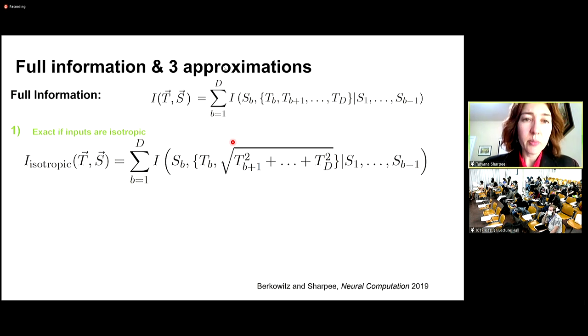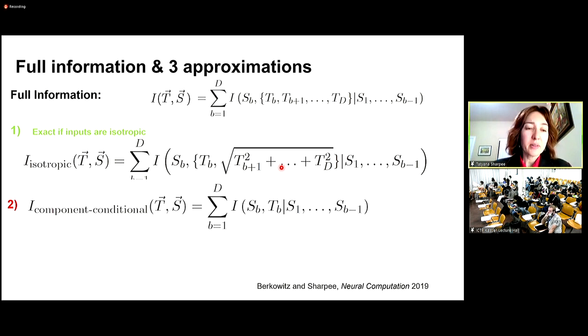The first approximation is actually exact if inputs are isotropic. If we think about our Poincaré circle, if the stimuli are uniformly distributed in terms of angles and neuronal receptive fields are also uniformly distributed in terms of angles, then one can show that one can make a simplification, meaning that instead of the vector components of vector T, what we need are two scalar values. One is the component of T along the stimulus component S that is currently being considered, plus the magnitude of all components larger than B. This simplifies the calculation in terms of the number of components of T. We call it the isotropic approximation.